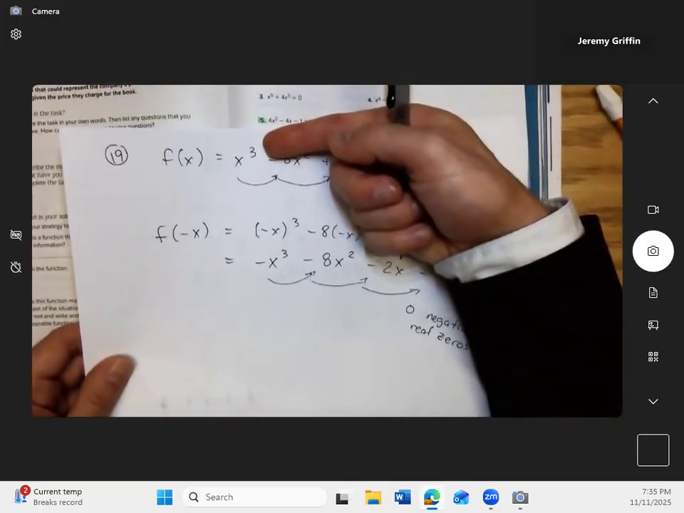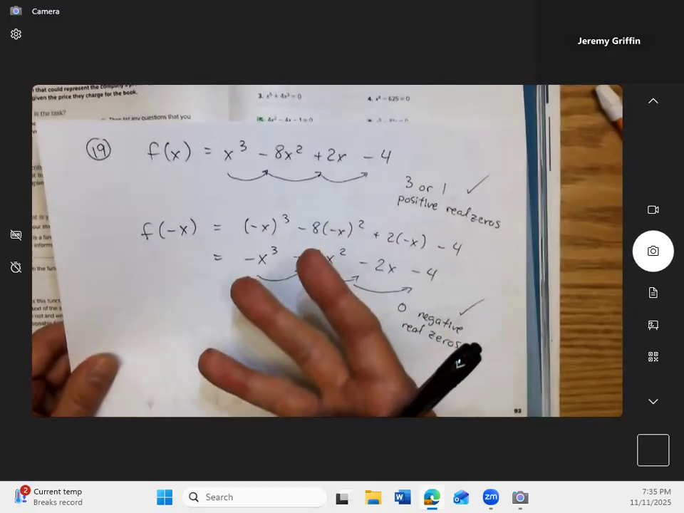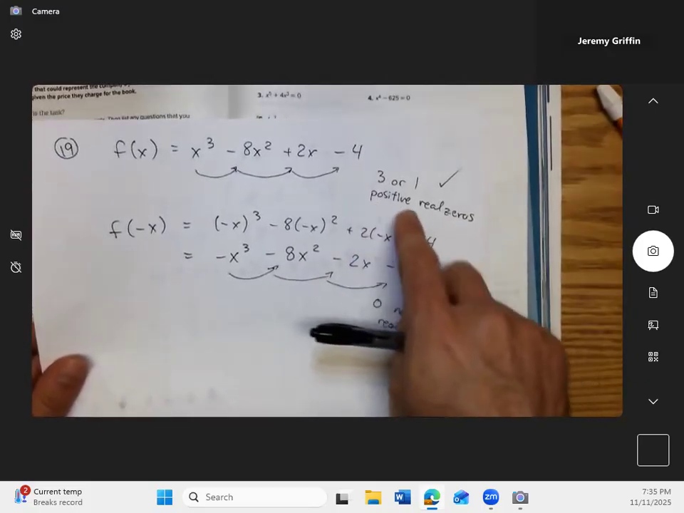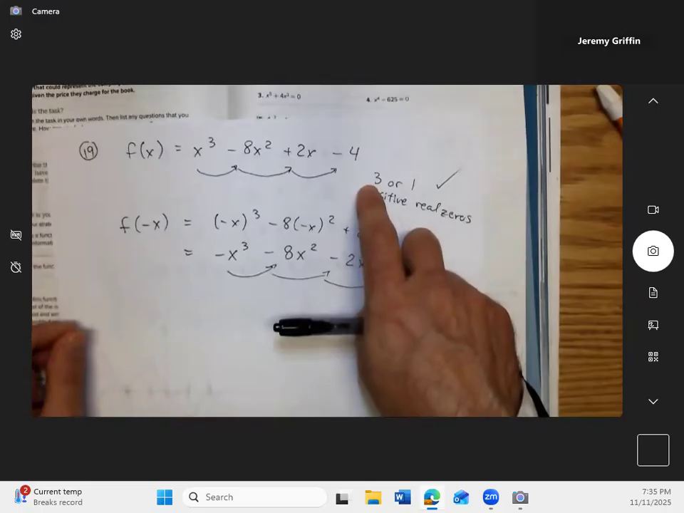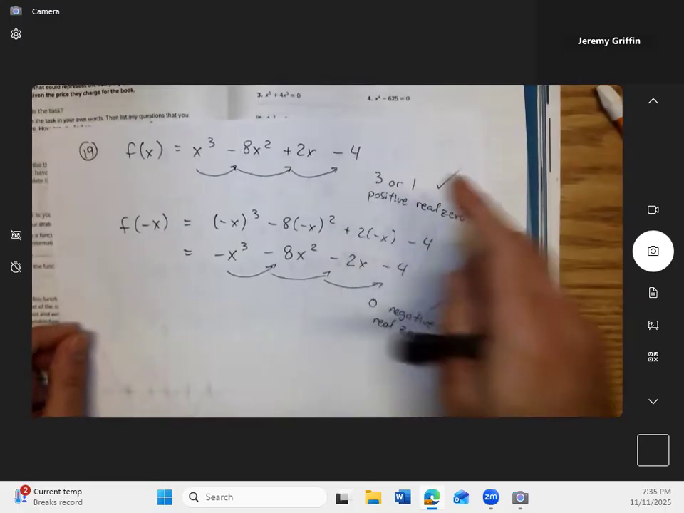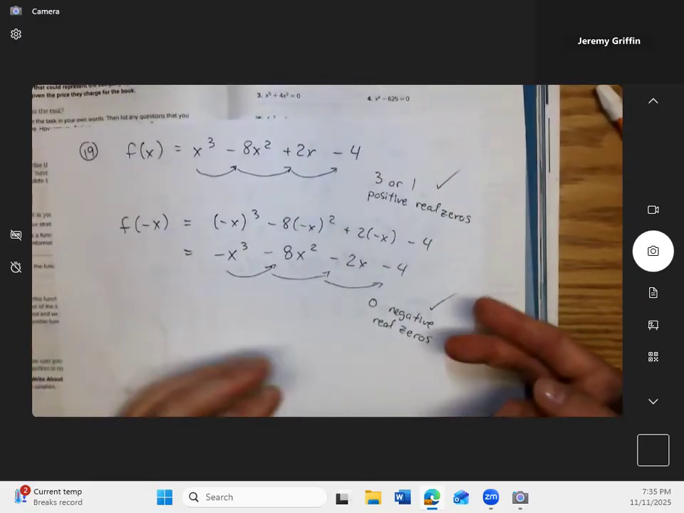We have some kind of cubic going on, which means there have to be three zeros altogether. Now, they might all be positive real zeros. That's possible. We might have one, two, three real zeros, and that's it. And they're all real, they're all positive. We know we're not getting anything on the negative side, so that's out of the question.